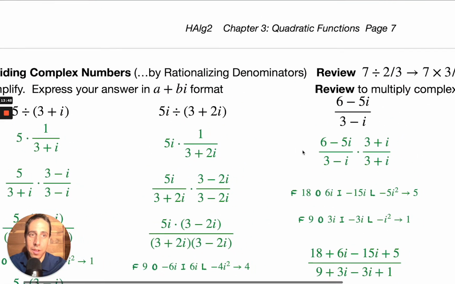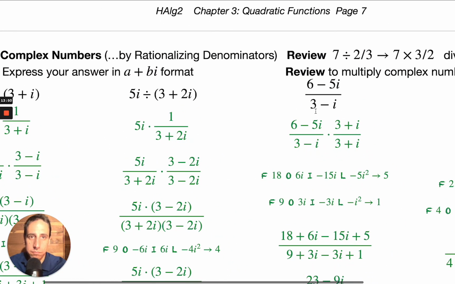Let's do it one more time just to kind of solidify it. Okay, here we had division, and here we've got just a fraction bar. Remember, fractions and division are very related. This is not in a plus bi format, and you might be like, Bergman, why do we have to have everything in a plus bi format? Why is it so important? Well, you'll see later why.